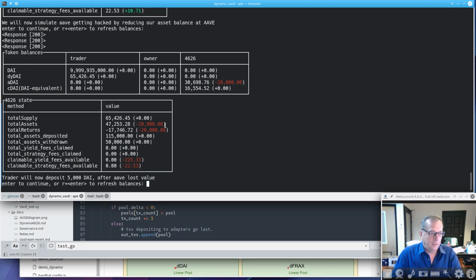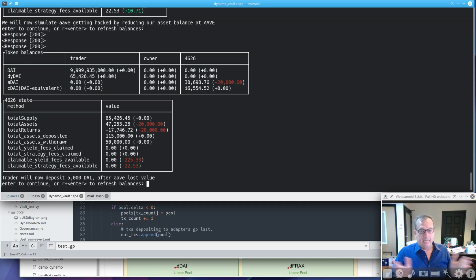Our assets have gone down, our returns have gone way down. Now we're at negative 17,000, and all of our fees have been wiped out because of this exploit. So that sucks. But we haven't actually moved any funds. The 4626 contract is not aware that this exploit has happened yet because nothing has occurred. So the trader is now going to deposit 5,000 DAI into our contract, not knowing that Aave has been exploited.